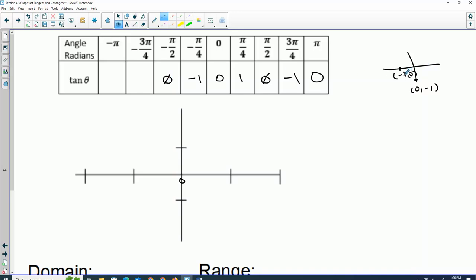-3 pi over 4 is the same as 5 pi over 4. So it's in the third quadrant. Tangent is positive. So we get 1. And negative pi, if I go that far, is the same thing as positive pi. It gives me 0. Right, so I am going to label this as my negative pi. This would be negative pi over 2, so I'll just put tick marks for those other ones in there.